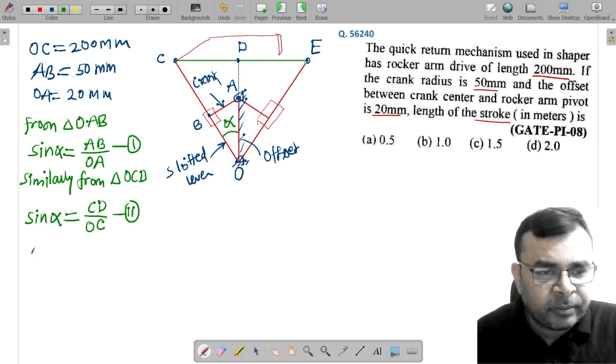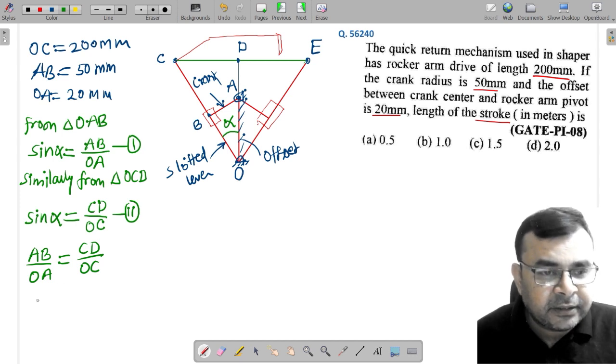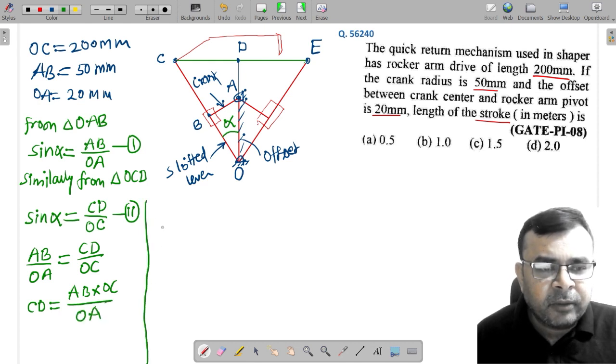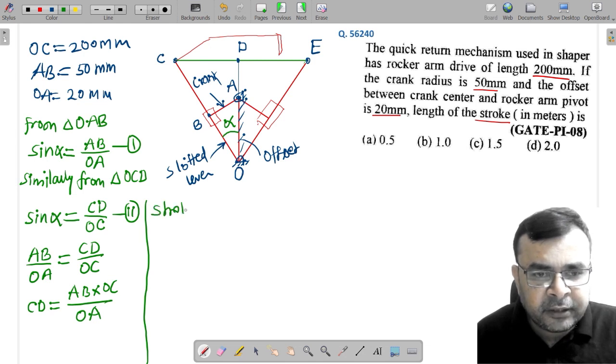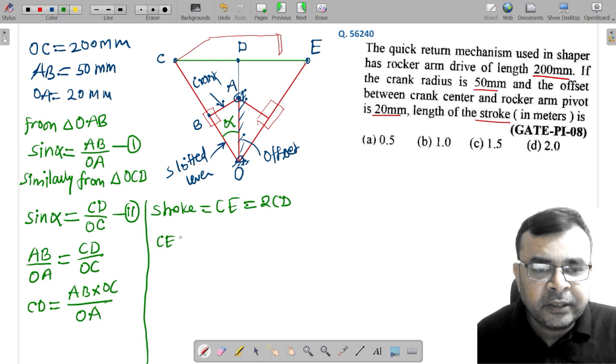So can we equate both the expressions? From this we get AB by OA equal to CD by OC. After equating both terms, CD can be written as AB into OC over OA. Is it right? And now what about stroke length? Total stroke length is nothing but this C. And what is C? This is 2 times CD. Yes or no? So C is nothing but 2 times AB into OC over OA.